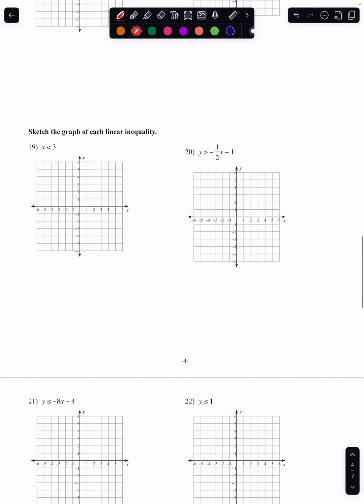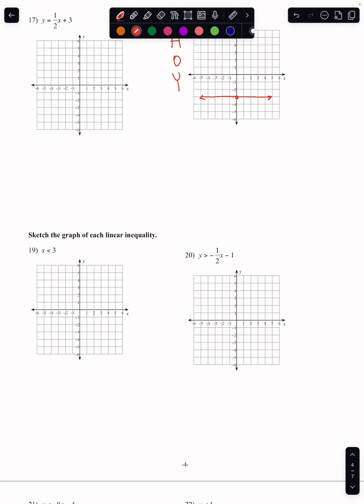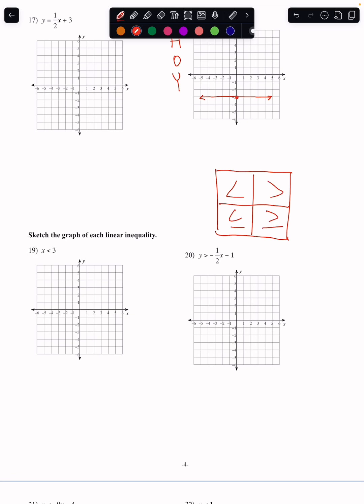And I said A, B, D, S. A stands for above, B stands for below, D stands for dotted or dashed, and S stands for solid. So now let's go ahead and jump right in and graph.